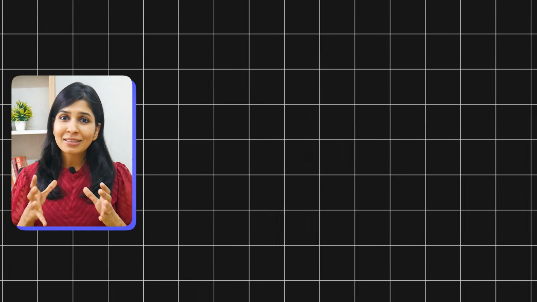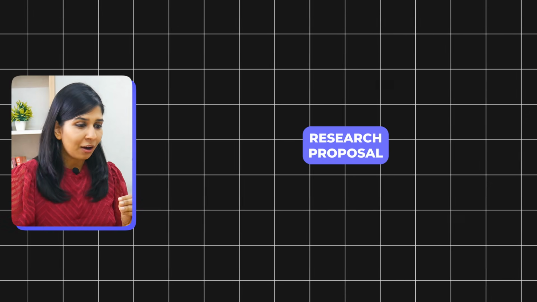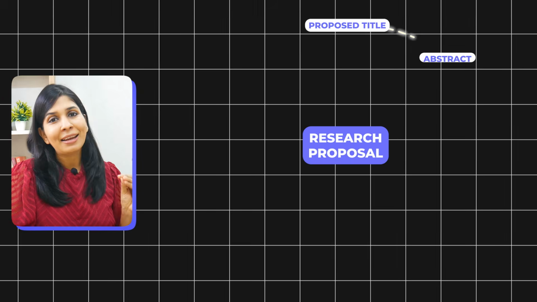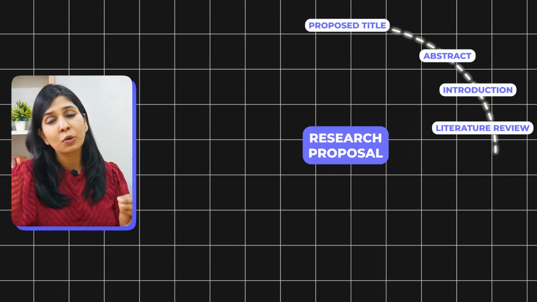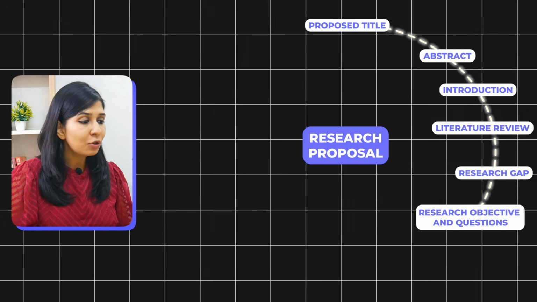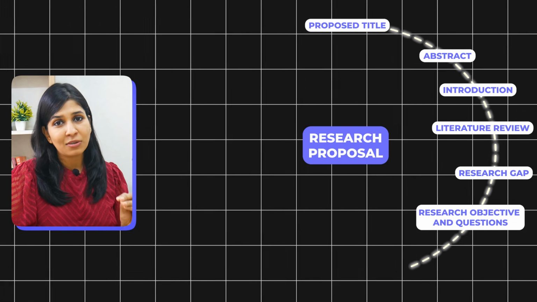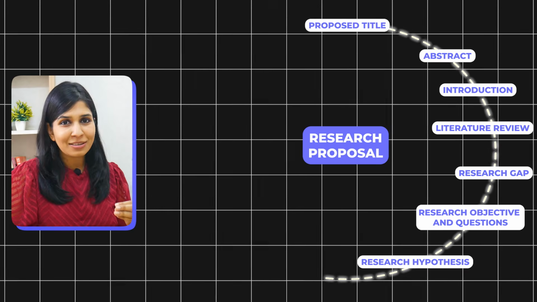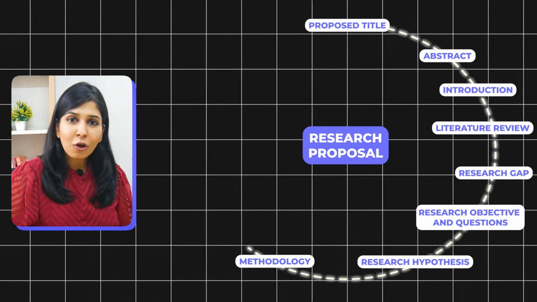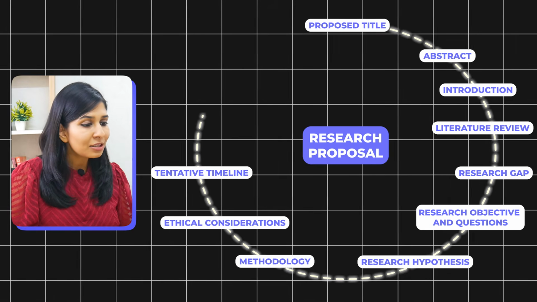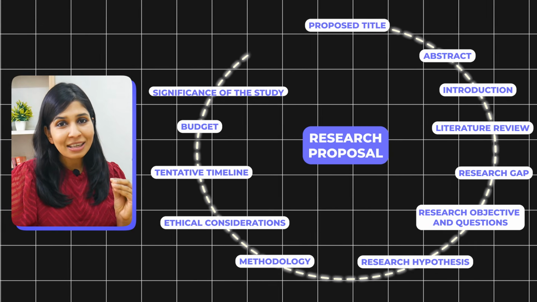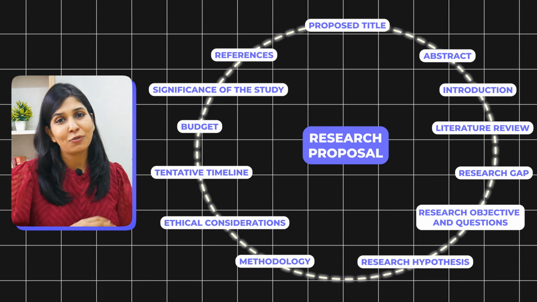So some of the key sections which go in a research proposal are the proposed title, an abstract, introduction, literature review section which also includes the research gap, a separate section on research objective and research questions, including the research hypothesis, methodology, ethical considerations if it's relevant to your study, tentative timeline, budget, significance of study, and references.